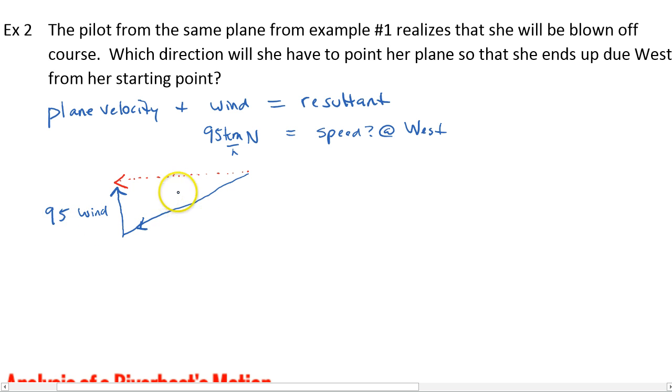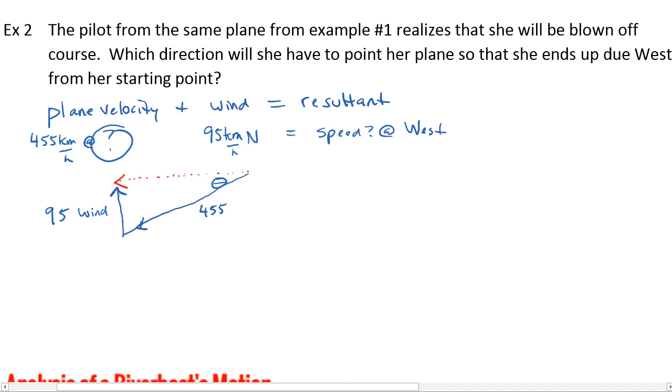Now for the plane velocity, it's still going to be 455 kilometers per hour. It'll still have that airspeed, but the direction is the one I don't know. So the two parts that I don't know: this is 455, I don't know this direction, and I don't know the amount of this resultant. So you see these two question marks. Now, what are they actually asking? They say, which direction will she have to point her plane so that she ends up due west? So really what I need to do is find out what this direction is. It's this theta that I need to know, and I'll use that theta afterwards.